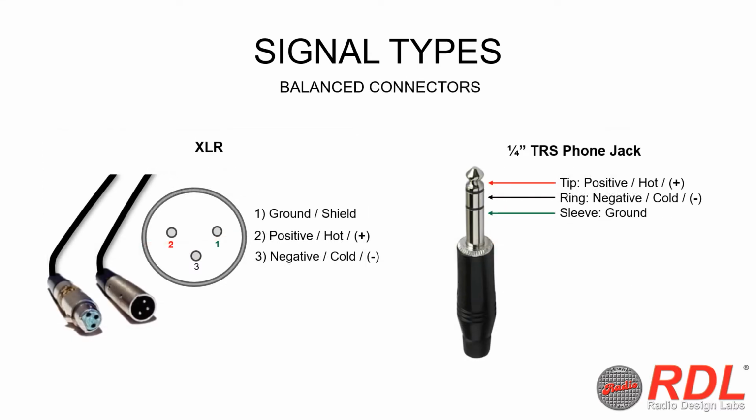Some common balanced connectors are XLRs and quarter-inch TRS phone jacks. TRS is an abbreviation for tip, ring, and sleeve. Although less commonly used, XLR and TRS connectors could be wired to carry unbalanced stereo audio signals, where the audio is split into left and right signals traveling down the positive and negative conductors of an XLR connector or the tip and ring conductors of a TRS connector. Unbalanced stereo signals do not provide common mode rejection and are susceptible to noise and interference, especially with long cable runs.